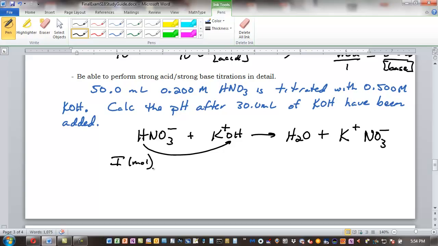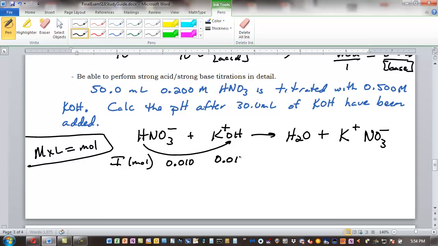So for HNO3, molarity times liters. This is just rearranging the molarity equation. Molarity times liters is equal to moles. So 0.05 liters times 0.2 molar, so 0.01 moles for HNO3. For the base, 0.5 molar times 0.03 liters. Is everybody okay with that? Molarity times liters gives you moles.